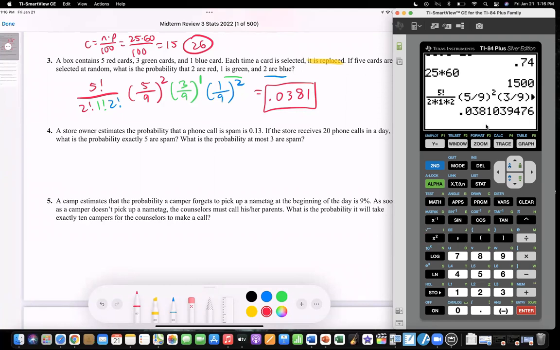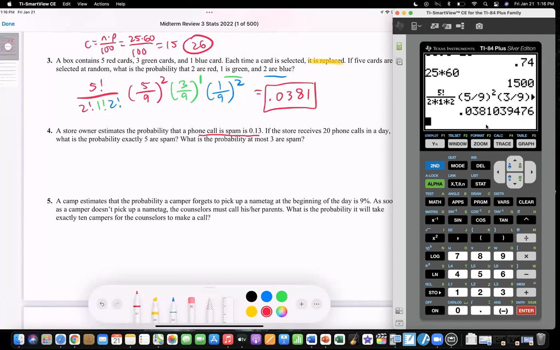Number 4, a store owner estimates there's a 13% chance for a spam phone call, so 0.13. Okay, so if he receives 20 phone calls, we want the probability that exactly 5 are spam. Okay, so we have 2 possibilities, right? It's either a spam phone call or it's not a spam phone call, it's a regular phone call. So we can use binomial here, right?